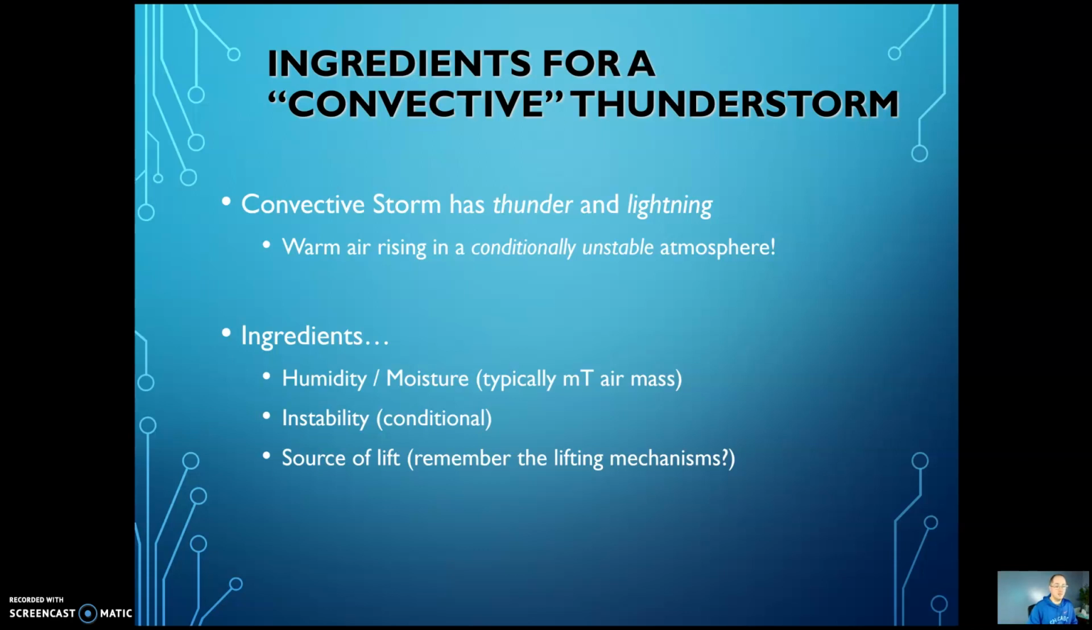So again, to be a little bit of an extra reminder, this is not part of next week's midterm exam. Moisture, instability, and lift. Again, moisture, instability, and lift. So the first one there, humidity and moisture.